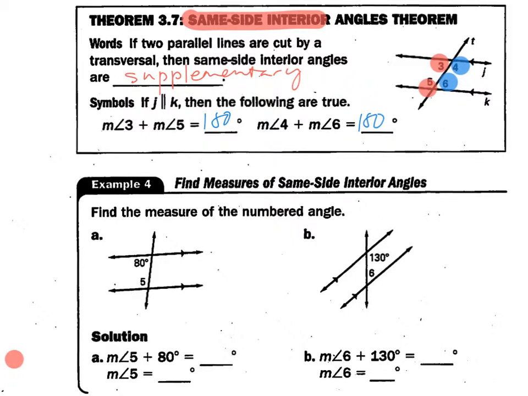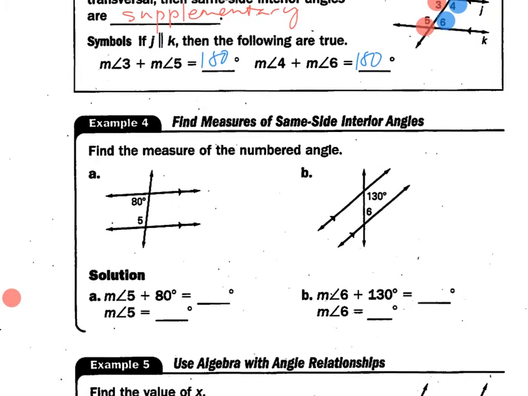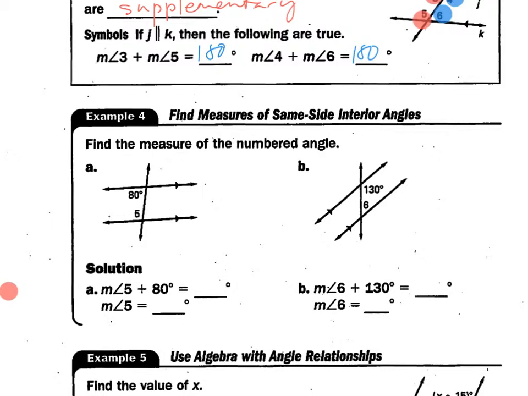Let me see if I can move the page upward. Let me move it up a little. Here we go. I have two angles there, and they happen to be same side interior angles. I also have two lines that are parallel, as evidenced by these two arrows. Therefore, I know the same side interior angles add up to 180 degrees because they're supplementary angles. And if I subtract 80 from both sides of the equation, I end up with 100 degrees.